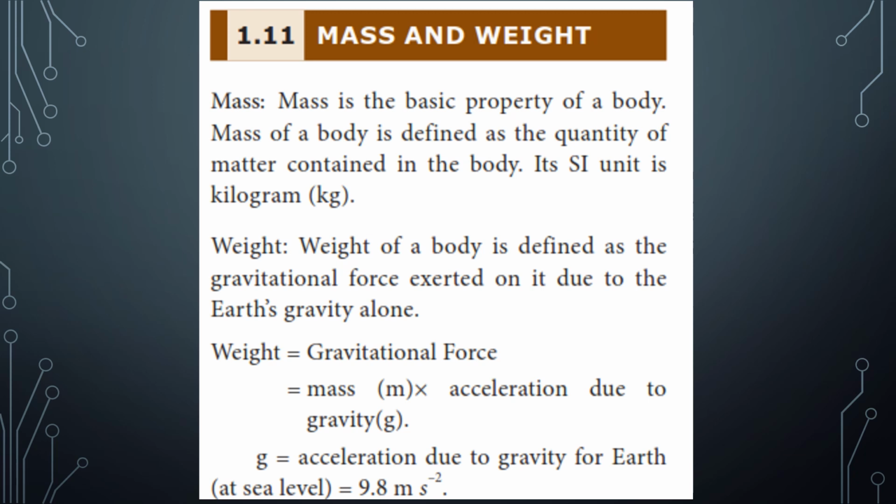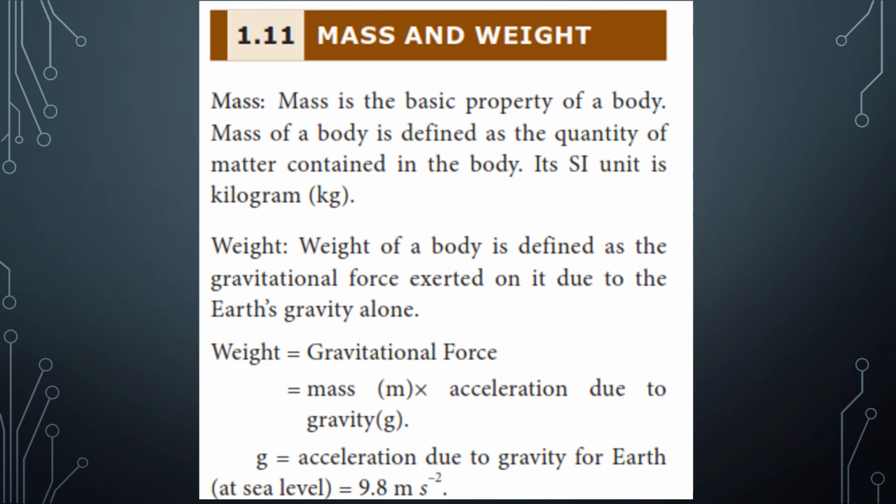Mass and weight. Mass, m. Mass is the basic property of a body. Mass of a body is defined as the quantity of matter contained in the body. Its SI unit is kilogram. Weight. Weight of the body is defined as the gravitational force exerted on it due to the Earth's gravity alone. Weight is equal to gravitational force, which is equal to mass m into acceleration due to gravity g.